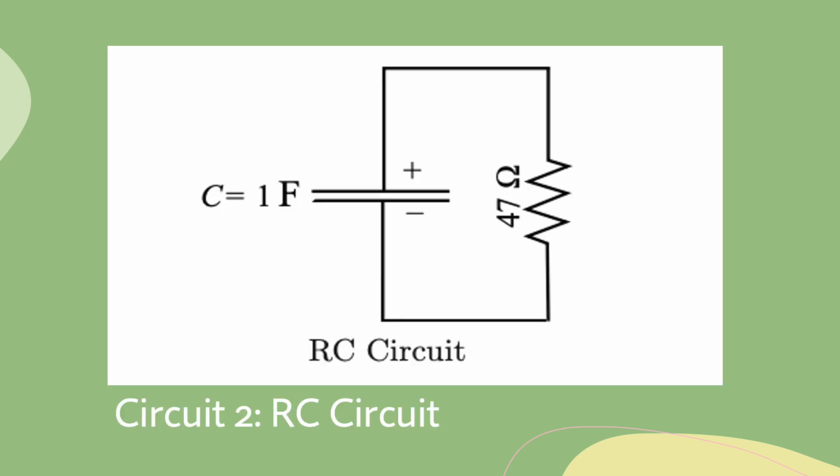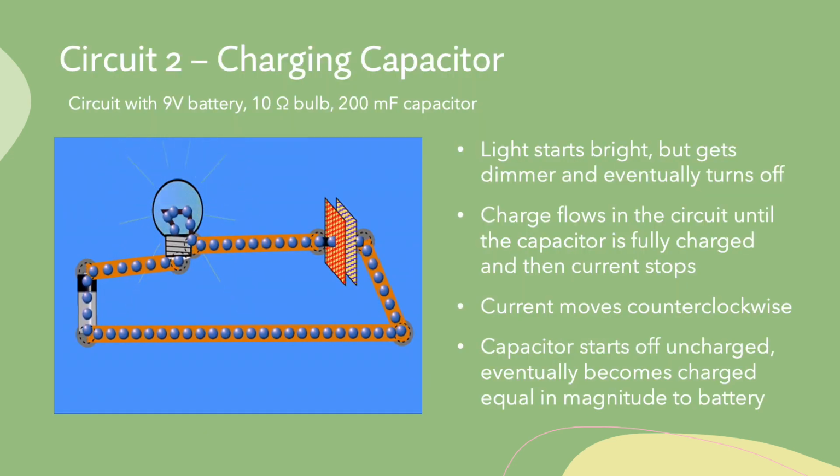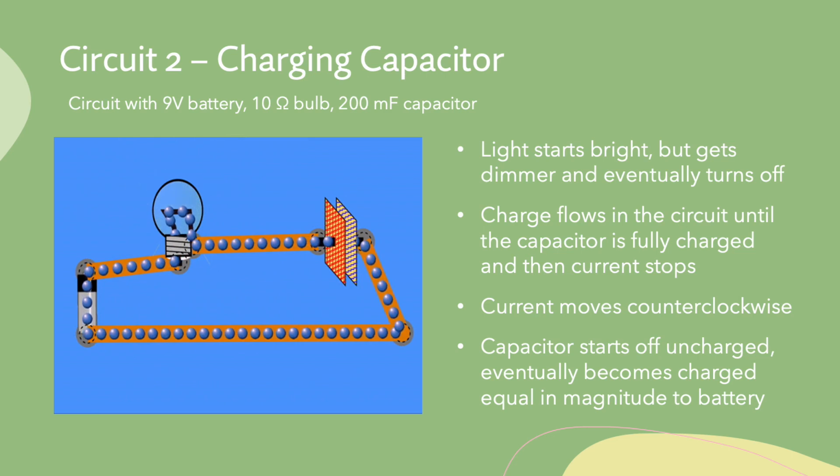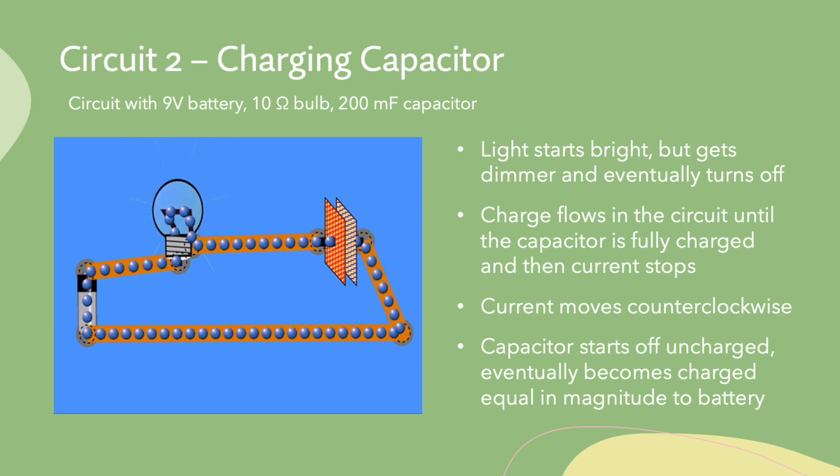The next circuit constructed was an RC circuit, or a circuit that contains both a resistor and a capacitor. First, a circuit consisting of a 9-volt battery, a 10-ohm bulb, and a 200 millifarad capacitor is constructed. When the battery is first placed into the circuit, the light bulb starts off bright but gets dimmer and eventually turns off. This is because charge flows and slows down until stopping when the capacitor is fully charged.